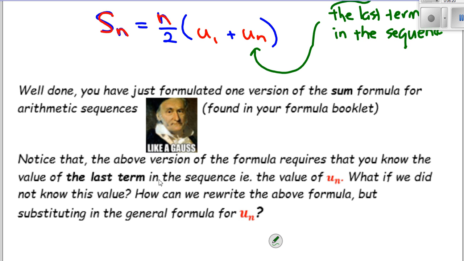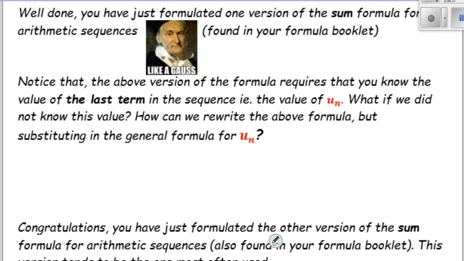So notice that the above version of the formula requires that you know the last term. What if we didn't know this value, u of n? How can we rewrite the above formula, but instead substitute in the general formula for u of n? The general formula for u of n, I'll just write that on the side.